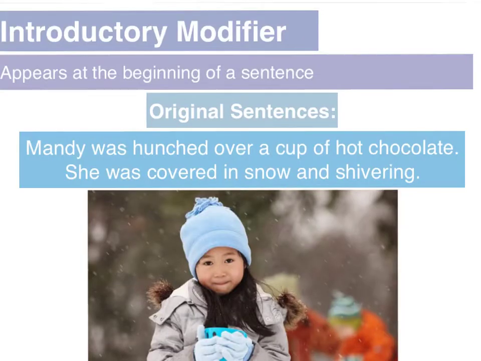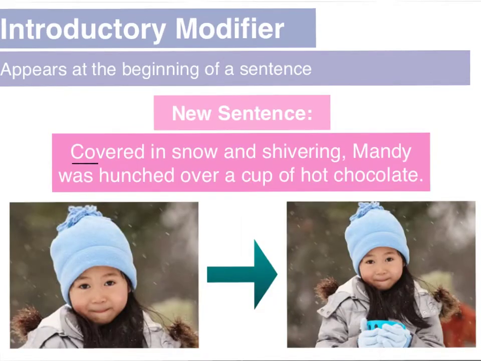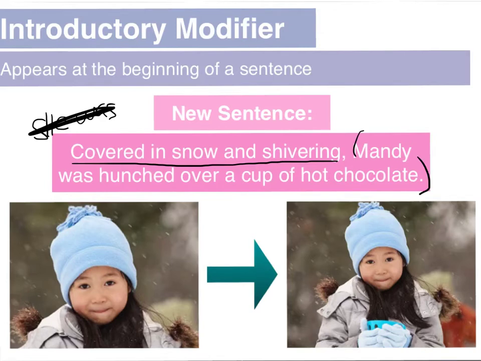So first, let's take a look at the introductory modifier, and this begins the sentence. It appears at the beginning of the sentence. So how would we do it here? Our original sentences say, Mandy was hunched over a cup of hot chocolate. She was covered in snow and shivering. What I want to do is take this independent clause and turn it into an introductory modifier for it to go right at the beginning of this sentence. So now what I've done is moved covered in snow and shivering. I took out the part that said she was, so that's out, and I left this part in, added the comma, and then gave you that main independent clause.